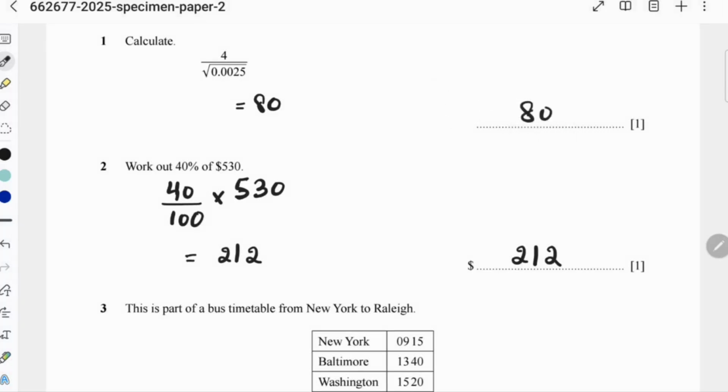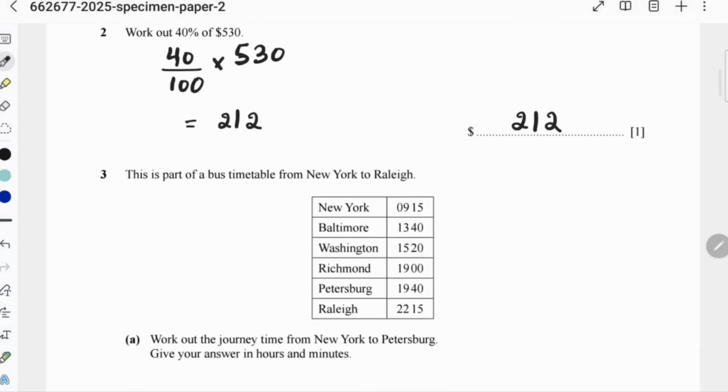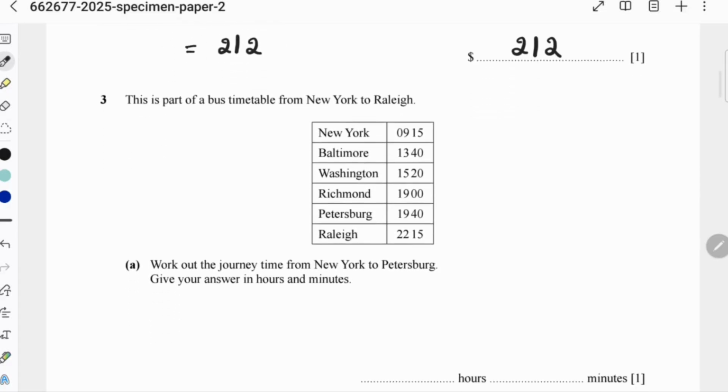Okay. The next question is, this is part of a bus timetable from New York to Baltimore. So all the timings are given, Baltimore, New York, and everywhere. Work out the journey time from New York to Petersburg. Give your answer in hours and in minutes.